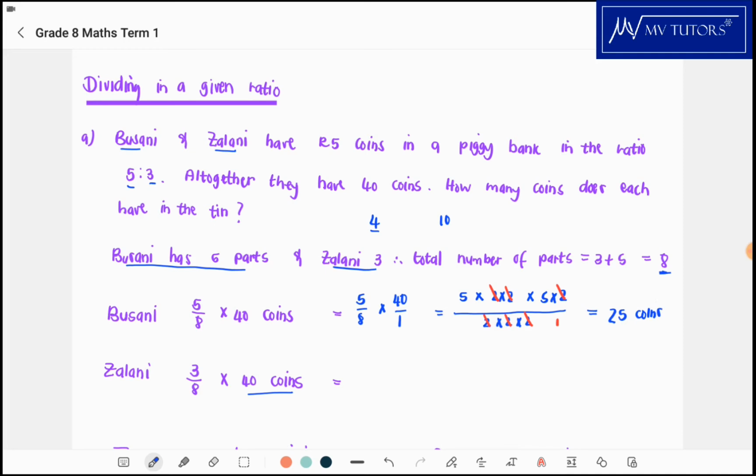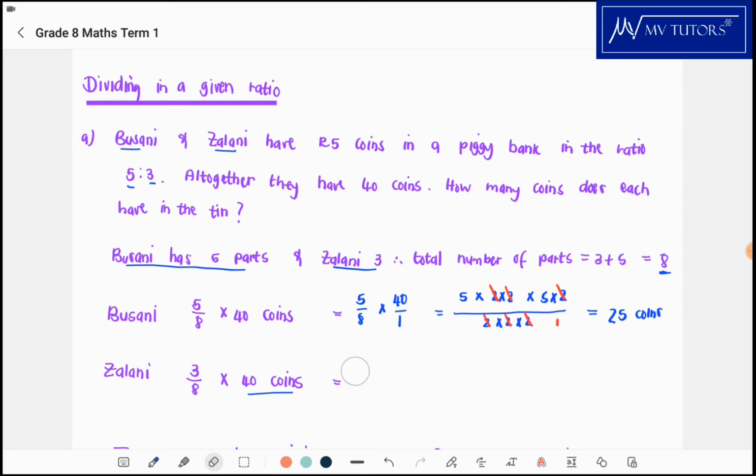Okay, so the answer then is 25 coins. Remember, that's what we're trying to look for. How many coins does each have? So Busani has 25 coins. Now at this point in time, you can say, okay, if there were 40 coins in the beginning and Busani has 25, it means Zalani has 15. Okay, but let's go and calculate it for Zalani.